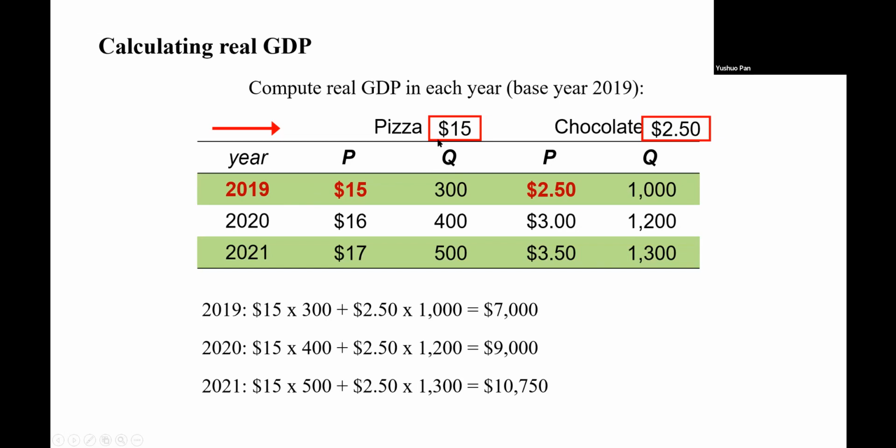So the prices you are going to use are only $15 and $2.50 here. So you use the base year's prices, but times the different quantities in different years, and you are going to have the real GDP. That's the difference between the real GDP and the nominal GDP. So this part is important. And we can also find out the increase rate here. Again, use the value in the second period minus the value in the first period, divided by the first period.